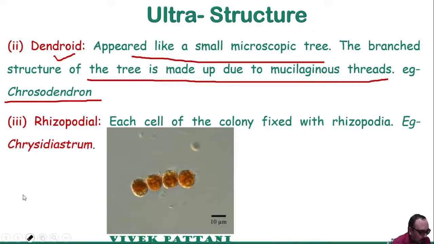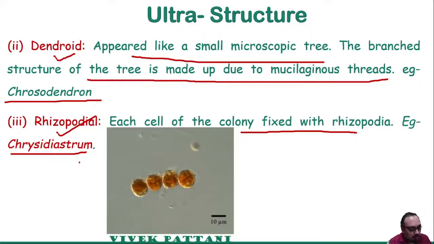Now next comes the rhizopodial type. What is rhizopodial? Each cell of the colony is fixed with the rhizopodia. An example is Chrysidiastrum.